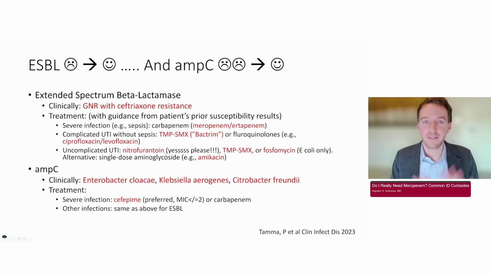So our summary slide of kind of the 2 resistance mechanisms I think are really important to know as a hospitalist because it informs your antibiotic choices are ESBL and AMP-C. So we were finishing up with AMP-C. There's 3 bacteria, Enterobacter cloacae, Klebsiella aerogenes, Citrobacter freundii, inducible resistance. So it's just no matter what, with these bacteria, we see it.